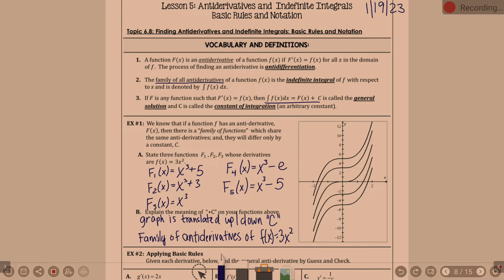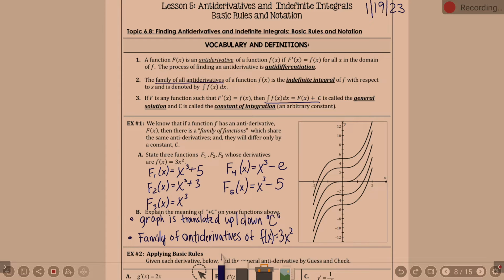Okay, so both are key things to notice. Physically, yes, the C is making that translation, but it's the family of antiderivatives. You can put any constant in there and it's going to work. Now, when I asked you guys what would be the antiderivative of 3x squared, Jacob was able to come up with it, and I think you guys followed in with him and it made sense to you.